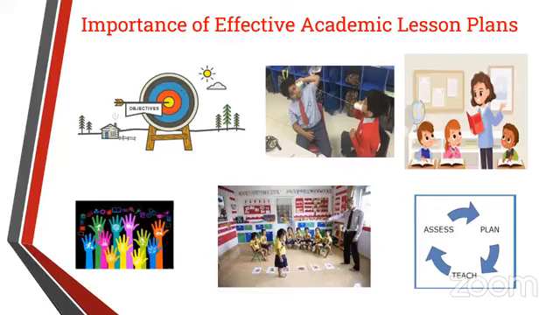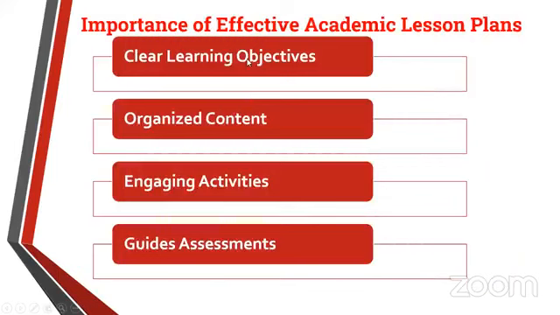All right. So what we're doing right now is just brainstorming about the importance of the active classroom, which can be tailored through our lesson plan. Now, by looking over here, we can see the importance of an effective academic lesson plan. Please write down the notes. We're going to be having clear learning objectives, organized content, engaging activities, and guided assessment.